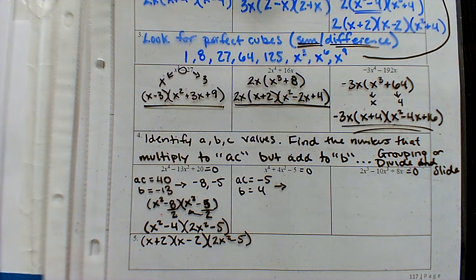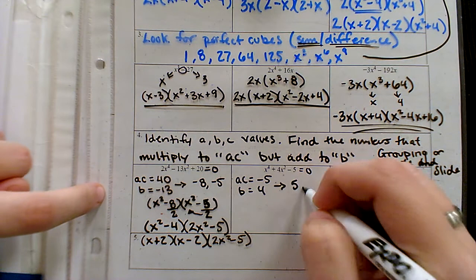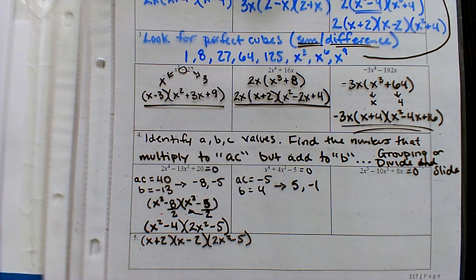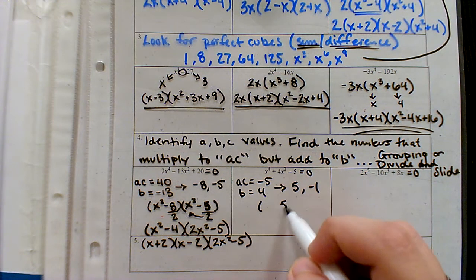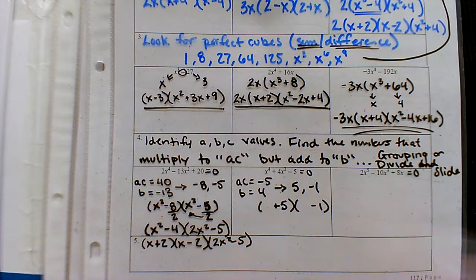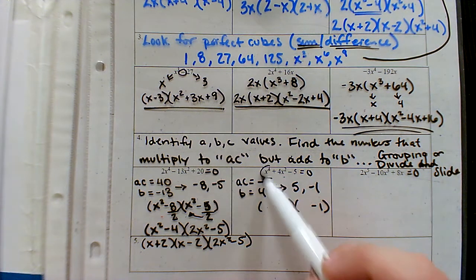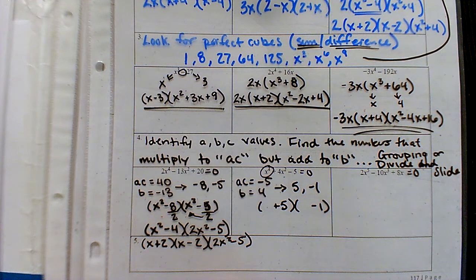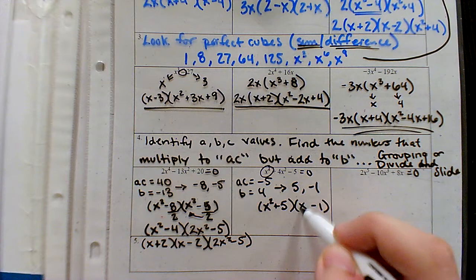Can we try a little guessing game, go, Tori? 5 and negative 1. Okay, so at this step, you have options. Do we want to try grouping as a refresher, or do we want to do another divide and slide? Do we have a preference? You like the divide and slide? Is that okay? Yeah? Okay, so we're going to have one factor with a positive 5, another factor with a negative 1, and we're going to break up the largest number of x's, which in this case was x to the 4th, evenly into those two factors. So 2x's in the first one, 2x's in the second one.